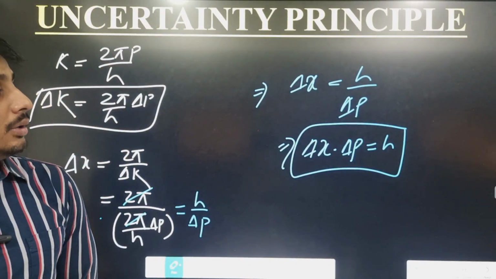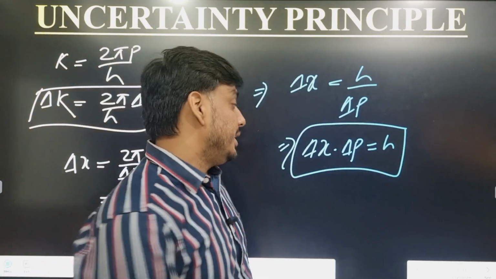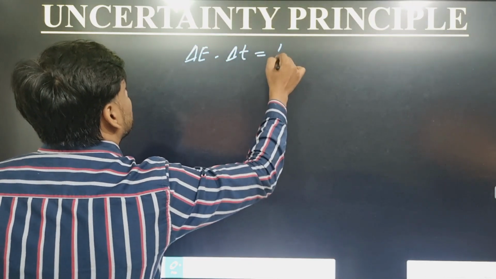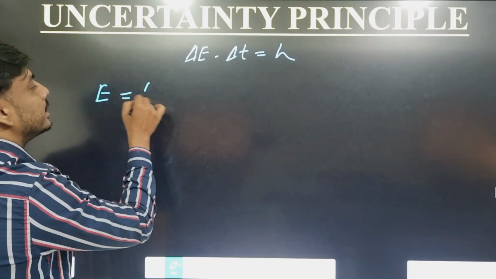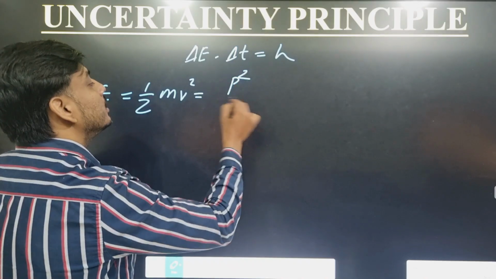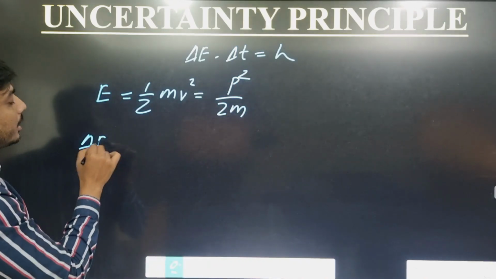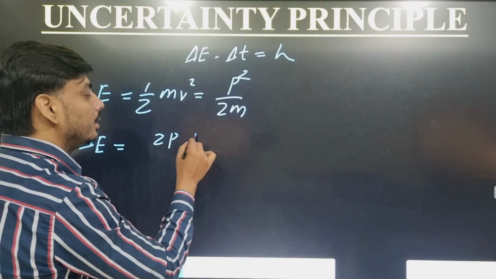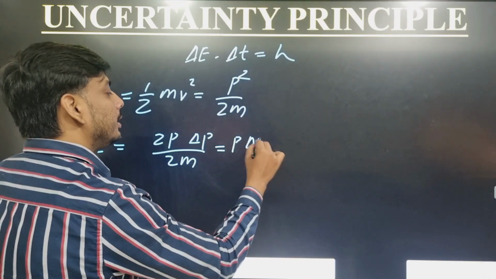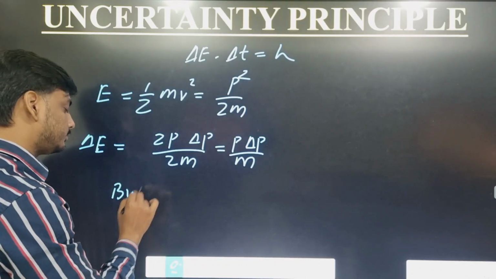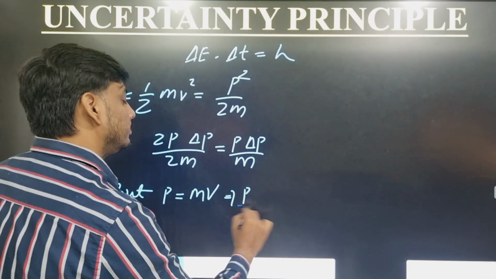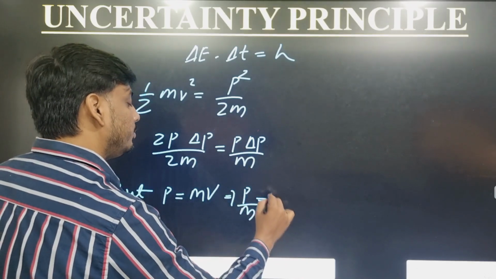Similarly, you can also derive the uncertainty principle between energy and time. That is delta E into delta t equal to h. Kinetic energy, we know, equal to half m v square. In terms of momentum, we can write p square by 2m. So the change in energy will be just the derivative, 2p delta p by 2m. The 2 we can cancel, giving p delta p by m. But what is p? Mass into velocity. So p by m equals velocity.